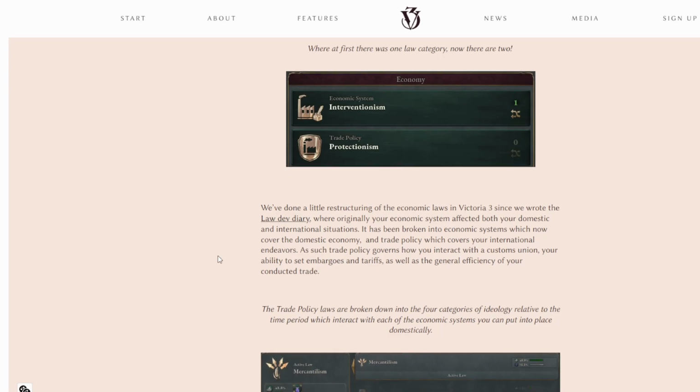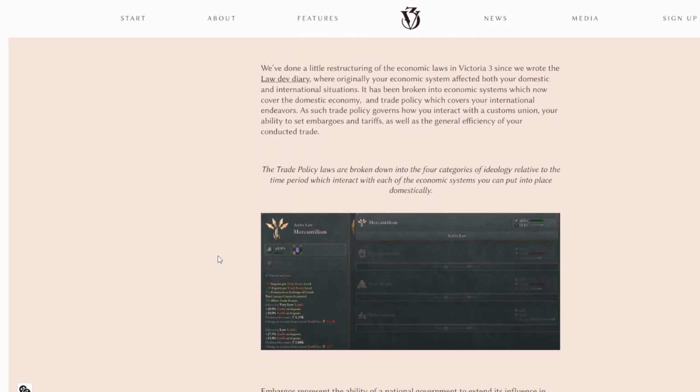We've done a little restructuring of the economic laws in Victoria 3 since we wrote the Law Dev Diary, where originally your economic system affected both your domestic and international situations. It has been broken into economic systems, which now cover the domestic economy, and trade policy, which covers your international endeavors. As such, trade policy governs how you interact with a customs union, your ability to set embargoes and tariffs, as well as the general efficiency of your conducted trade.